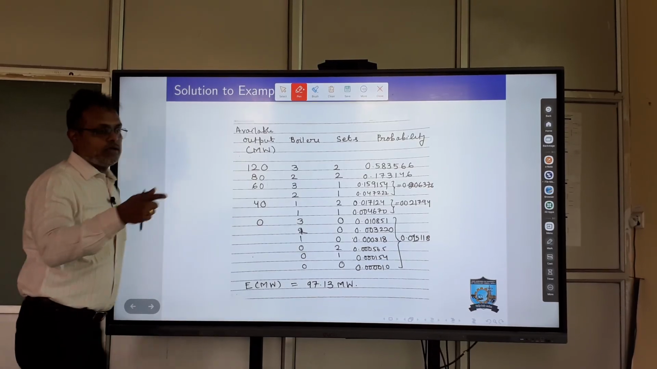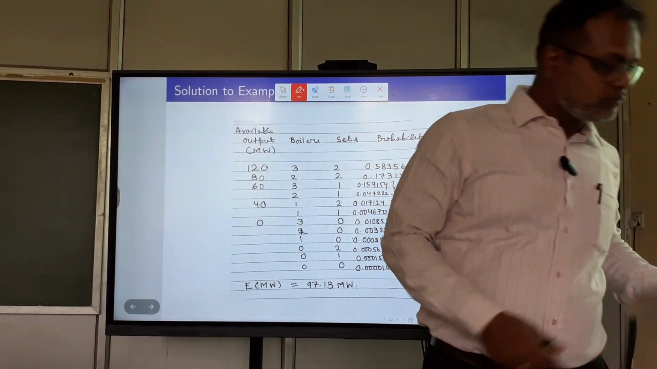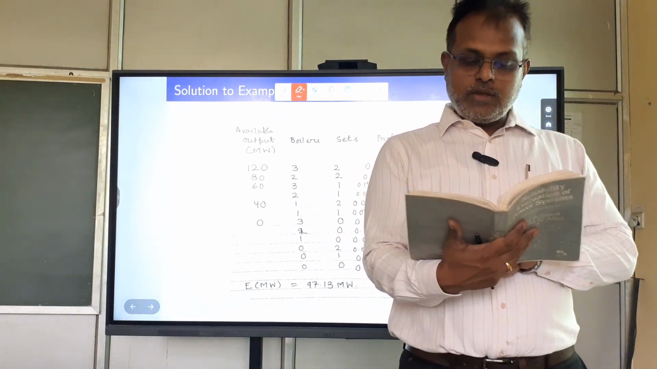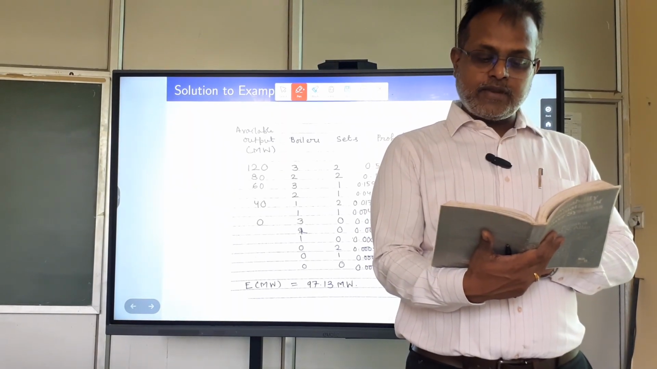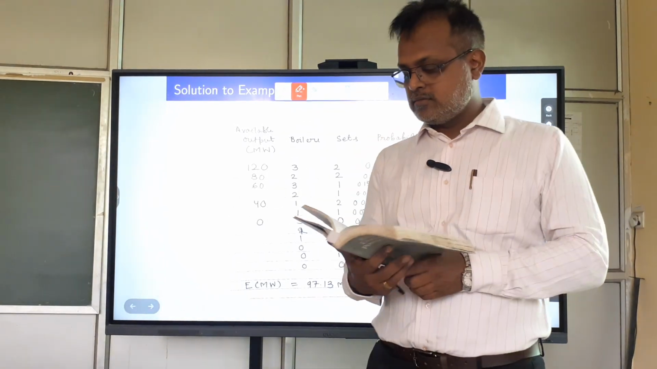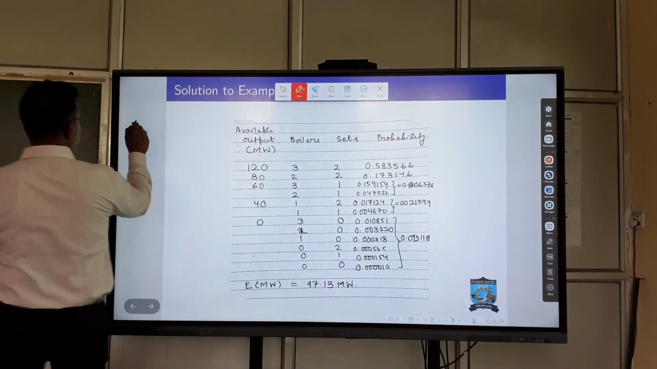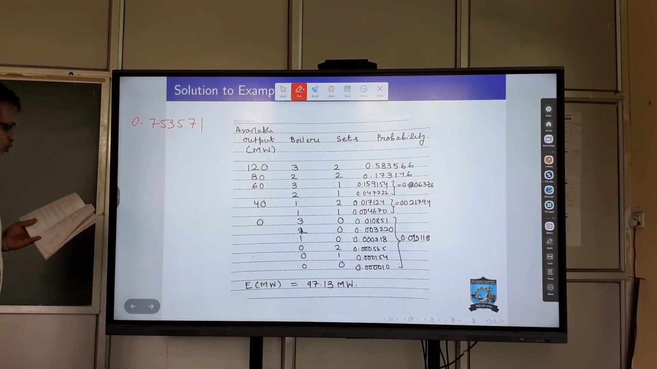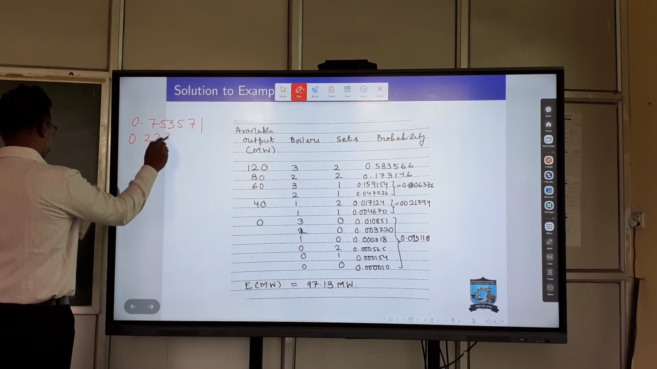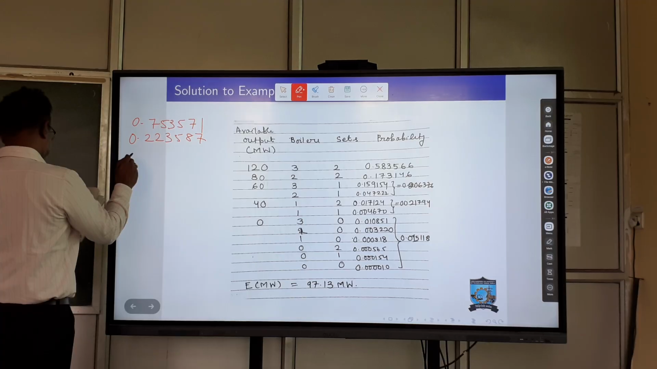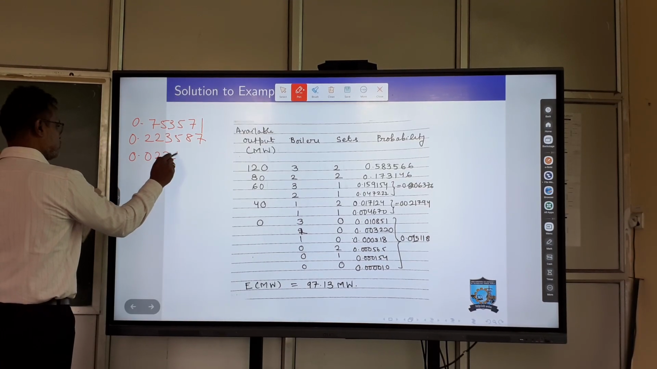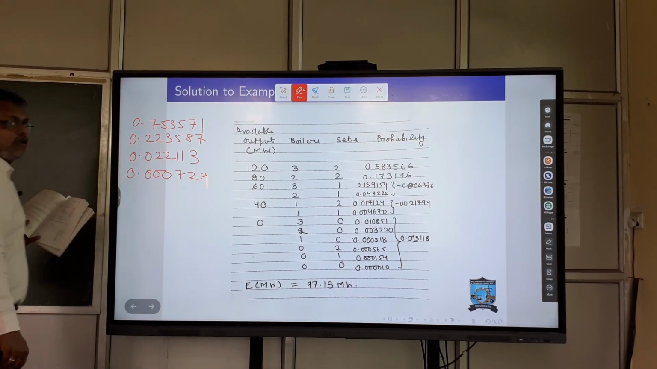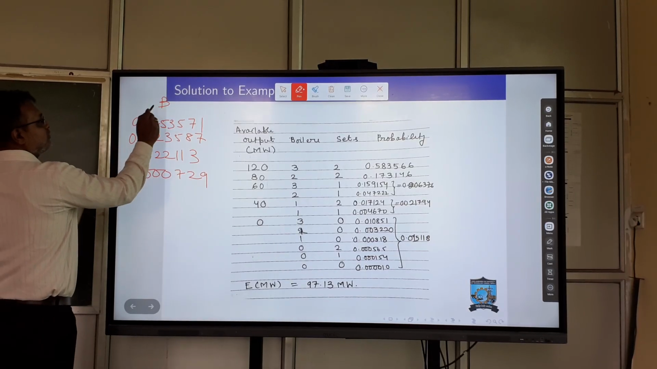So for the boiler, we'll check it from here. 3 boilers up: 0.753571. Then 2 boilers will be 0.223587. 1 boiler 0.022113. No boiler 0.00729. Did you get it? This is for the boiler.